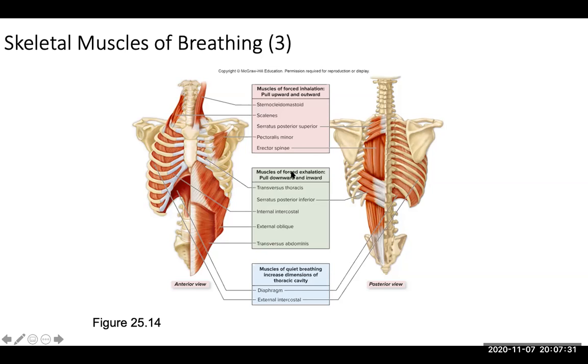Muscles of forced exhalation, which will pull downward and inward: you have the transversus thoracis, the serratus posterior inferior, your internal intercostals, your external oblique, and your transversus abdominis. And muscles of quiet breathing that increase the dimensions of the thoracic cavity are your diaphragm and your external intercostal muscles.